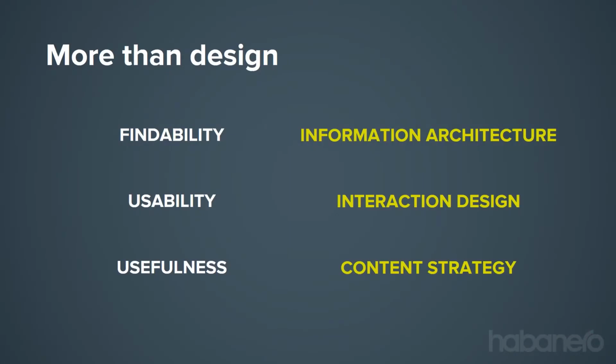When we think of a really usable or a great user experience, we think of things like findability. Can you find the information you're looking for? Usability. Is a system easy to use? And ultimately, usefulness. Is what you're getting actually useful? And so when we look at the practice of user experience at Habanero, we really think of 3 components: information architecture, interaction design, and content strategy.